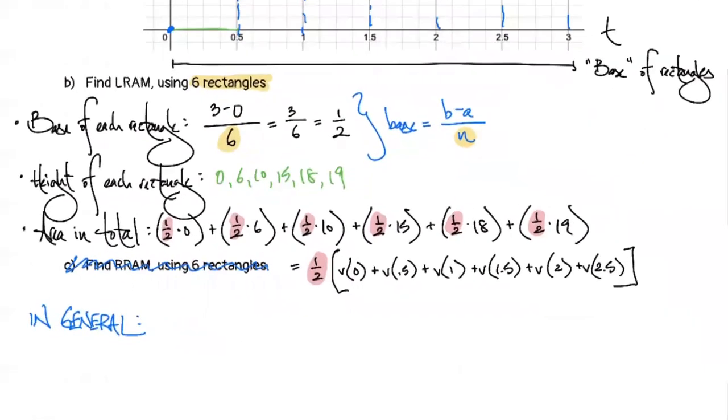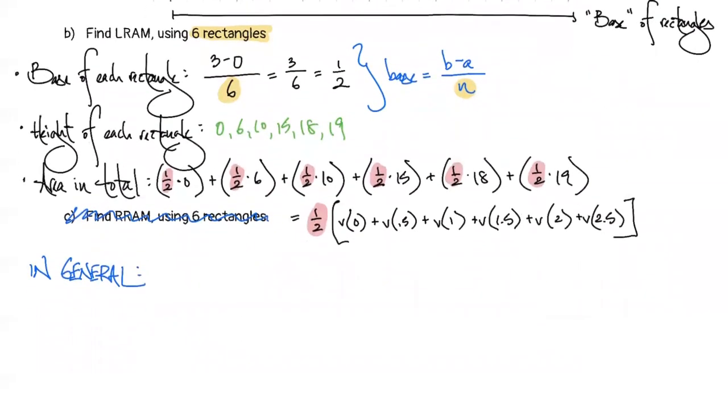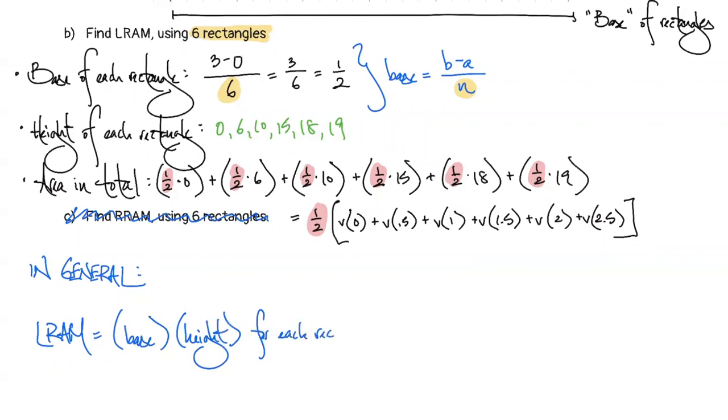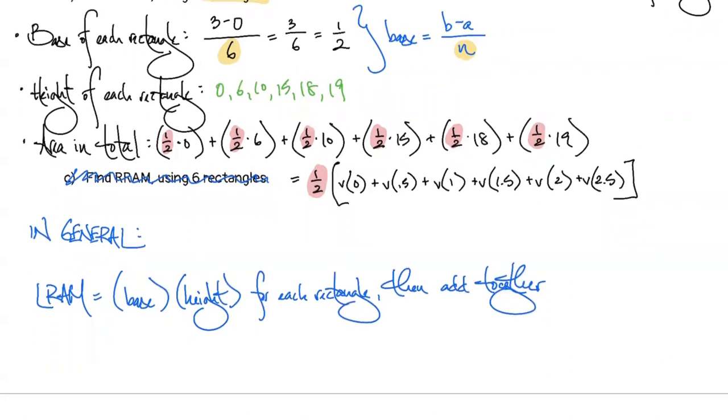And so in general, when we think about the area, let's actually say our left approximation. Anytime we think about our approximation, we're thinking that we're going to take base times height for each rectangle. And then we add together. That's one way of thinking about that.